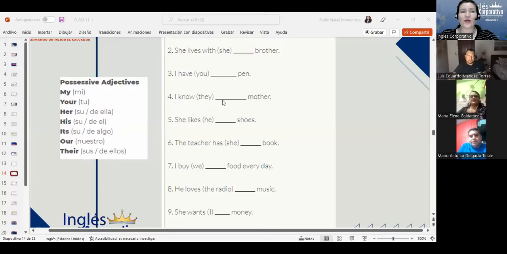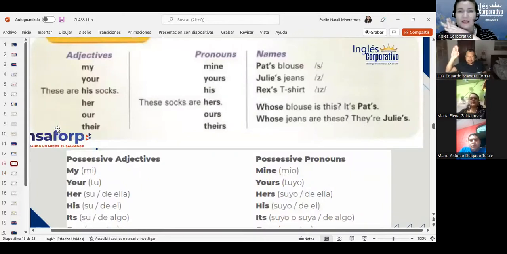So, as we were working on the previous slide about the adjectives and the pronouns, right? The possessive adjectives are my, your, his, her, our, and their. We studied that in the first class. The pronouns go at the end and we say, these socks are mine, these socks are yours, these socks are his, these socks are hers, and these socks are ours or theirs.